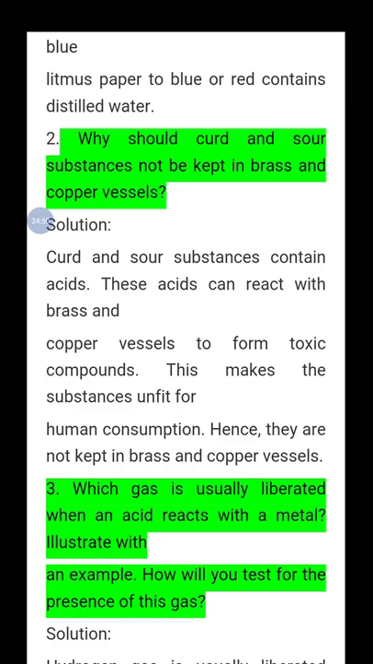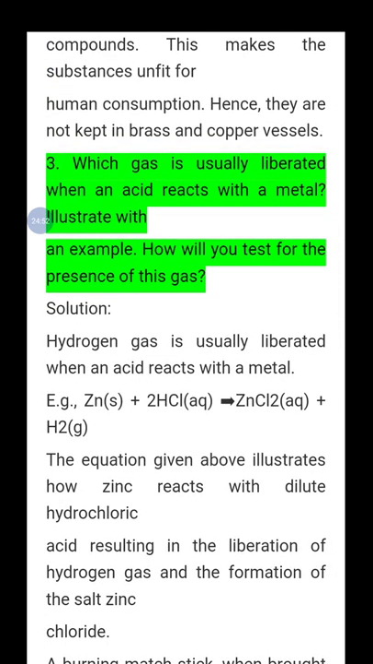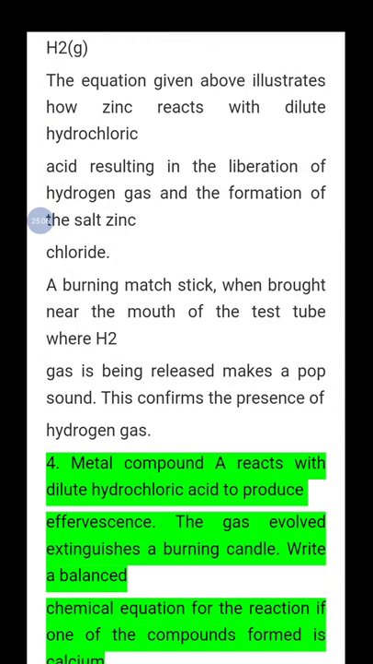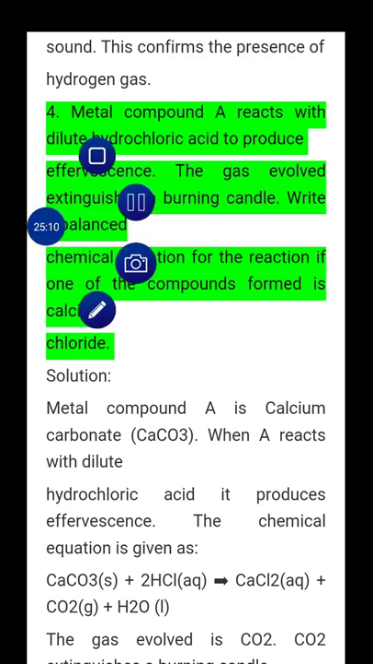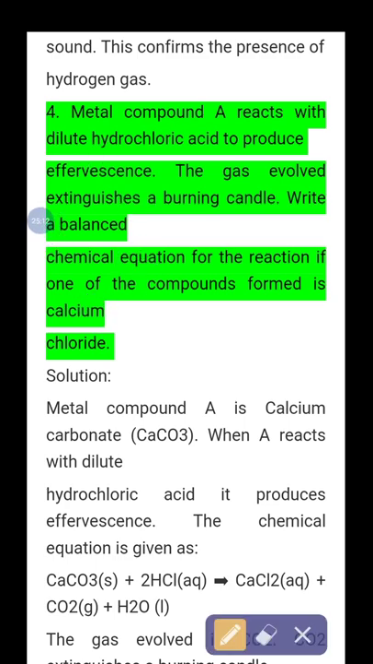The next question: which gas is usually liberated when an acid reacts with a metal? Illustrate with an example. When an acid reacts with a metal, hydrogen is evolved, as we have already seen in the explanation some slides before. The next question: a metal compound A reacts with dilute hydrochloric acid to produce effervescence. The gas evolved extinguishes a burning candle. Write a balanced chemical equation for this reaction.